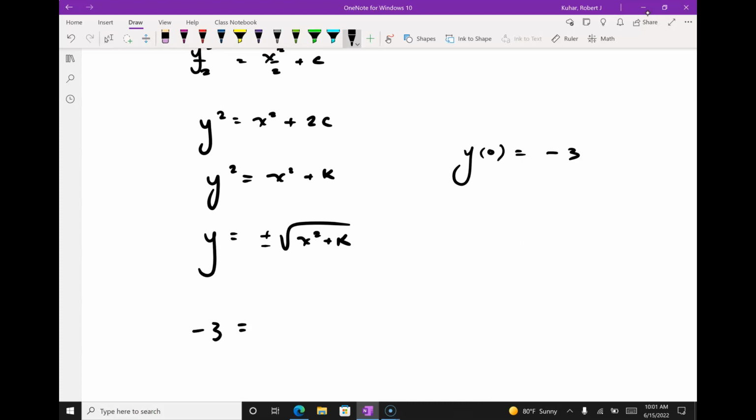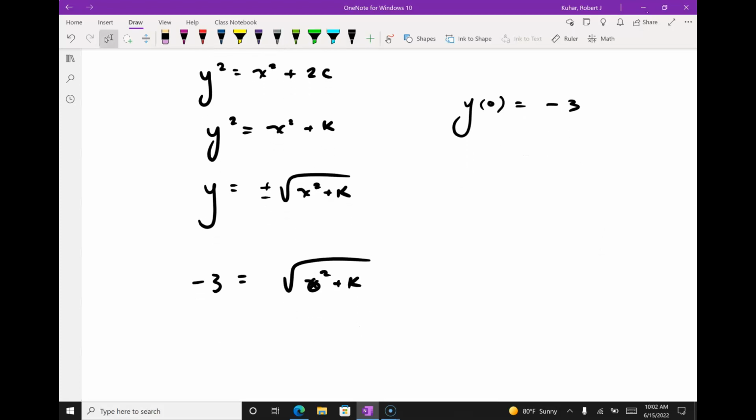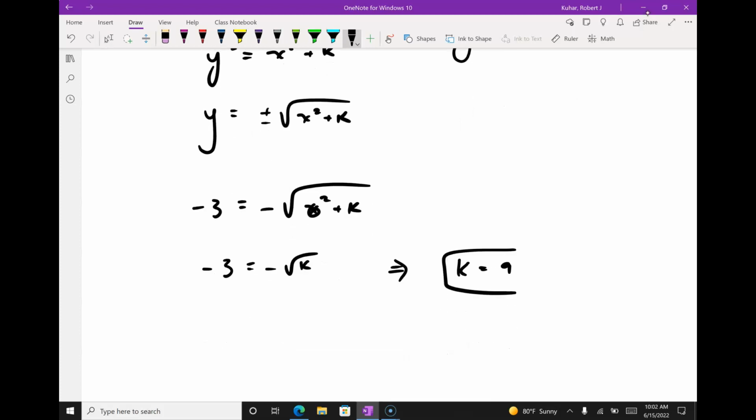Okay, look at what that's telling me. Look at what it's forcing me to do, right? It's forcing me to put a negative out front of my square root. So that's how I know which one I want, right? So I get -3 equals negative square root of k. So k is obviously 9. So now I have my initial solution of y equals negative square root of x squared plus 9, right?